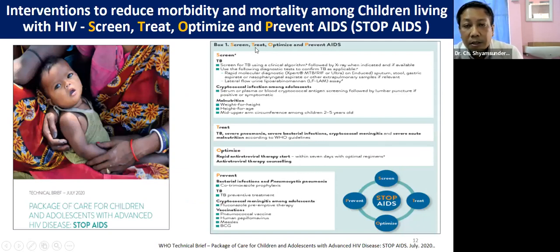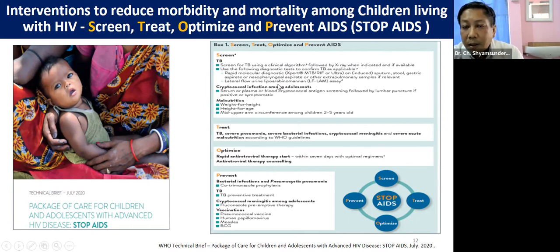So what are the interventions? Screen. First one is for tuberculosis. Screen for TB using a clinical algorithm followed by X-ray when indicated, and if available, use the following diagnostic tests to confirm TB as applicable: rapid molecular diagnostic Xpert MTB/RIF Ultra on induced sputum, stool, gastric aspirate, nasopharyngeal aspirate, or other extrapulmonary samples if relevant.